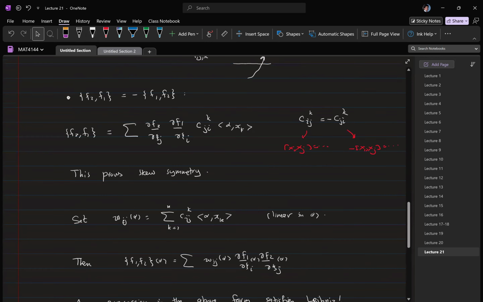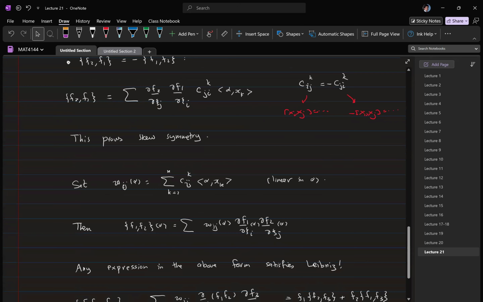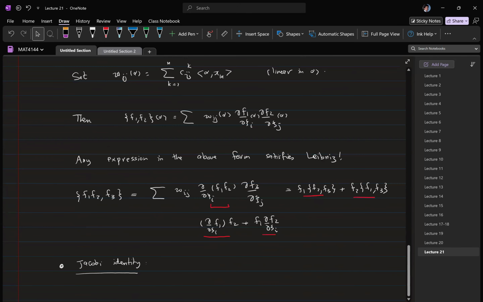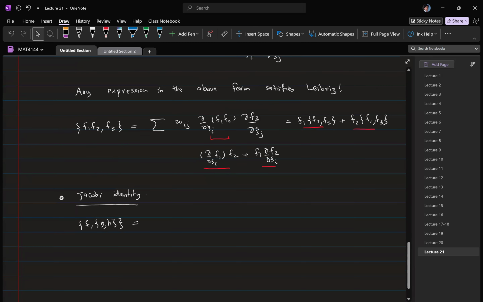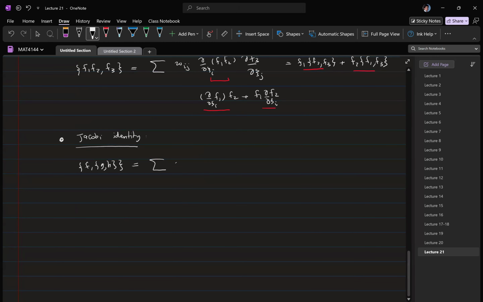So I will keep using this notation Wij because it will simplify my life. Okay. So for the Jacobi identity, let's take f, g, and h as three functions, and let's write {f, {g, h}}. So using the general formula with the Wij's, I should write sigma Wij of alpha. Okay, maybe I just keep the alpha here. Everything has an alpha. But maybe I can suppress alpha. That doesn't hurt.